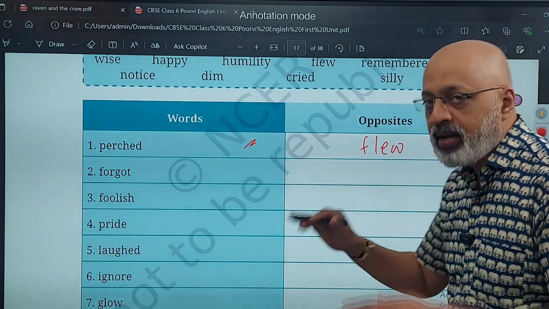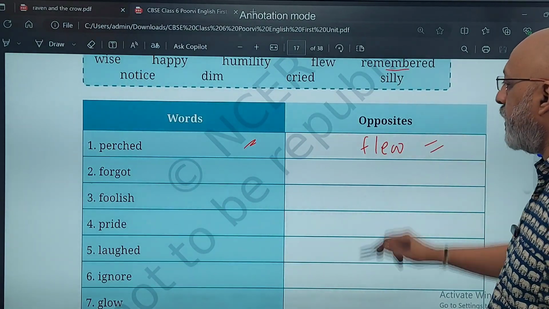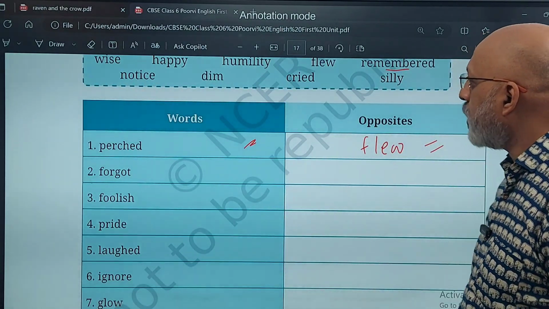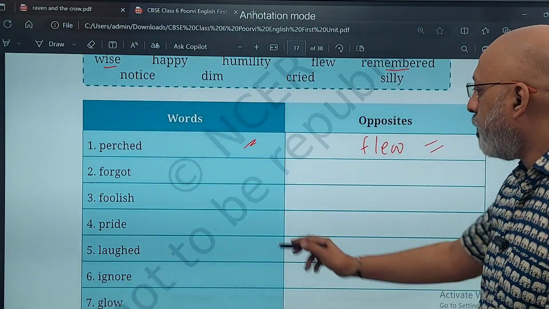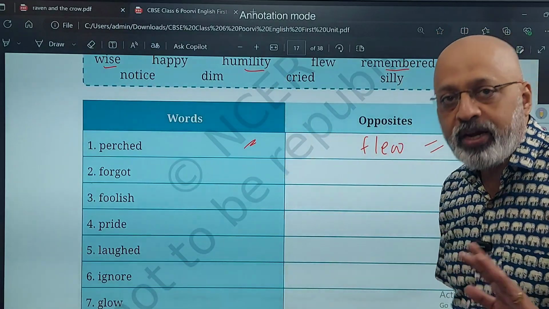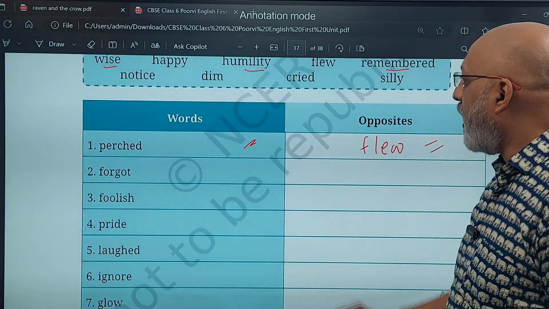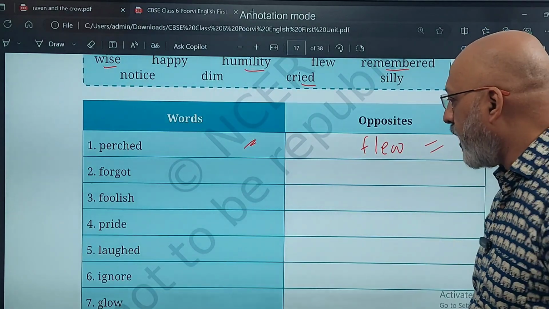यहाँ पे perched मतलब है sitting, flew मतलब उड़ गया. Forgot, remembered. Foolish. What is the opposite of foolish? Foolish का opposite is wise. Pride यानी कि घमंड. घमंड का opposite is humility, that you are very humble. Laughed का opposite will be cried. You know, हंसा, रोया.